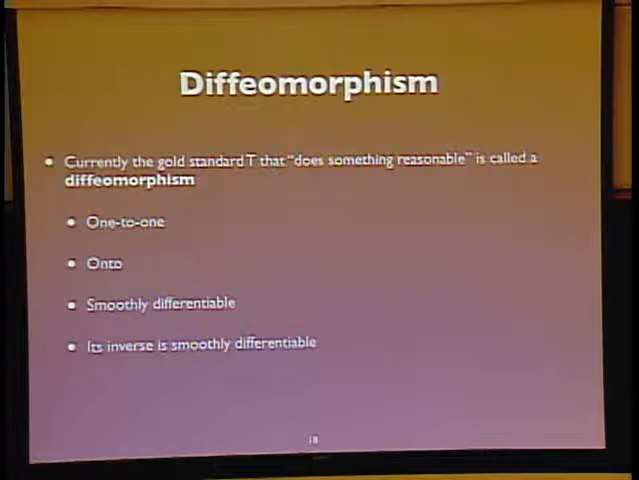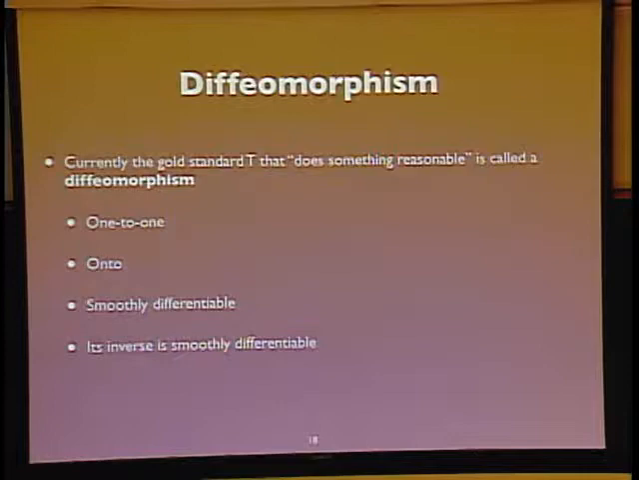A diffeomorphism is currently the gold standard for how to do something reasonable with these space-to-space mappings. It's one-to-one, onto, smoothly differentiable, and also its inverse is smoothly differentiable. Hopefully from your memory of calculus, you remember what all of these terms mean. Basically, the first means that every point in the first 3D space is mapped to some other point in the other 3D space. The second means that for every point in the other 3D space, there exists a point in the first 3D space that maps onto it. Put those two together, and it means that all points in both spaces are accounted for in terms of being mapped from one space to the other. The differentiability gets at those problems I was talking about in terms of holes opening up and cusps and quick discontinuities developing in your mapping from one surface to another.